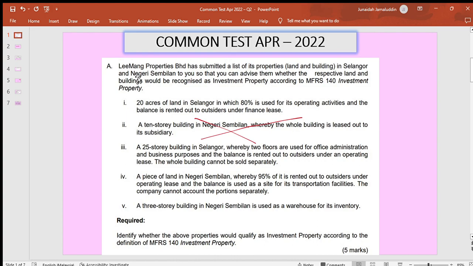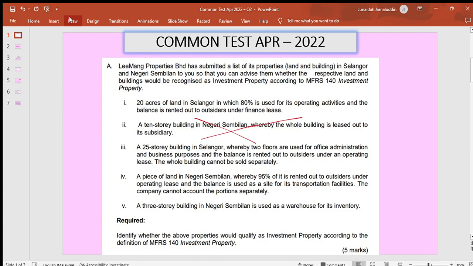So a list of properties owned by this company is given in this question. Let's check out what is required by the question: identify whether the above properties would qualify as investment property according to the definition of MFRS 140 investment property. So let's identify each and every property in the list given here.